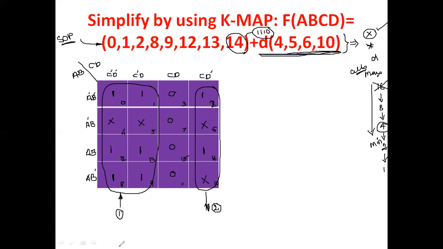Then what is the next step after grouping or after circling? You have to take the common variables from the grouping. So here in this column, C bar is common to all 4 ones, D bar is also common. But here C bar stays C bar, while D bar is changing to D. So one of the variables is D bar. That means the common variable is D bar.